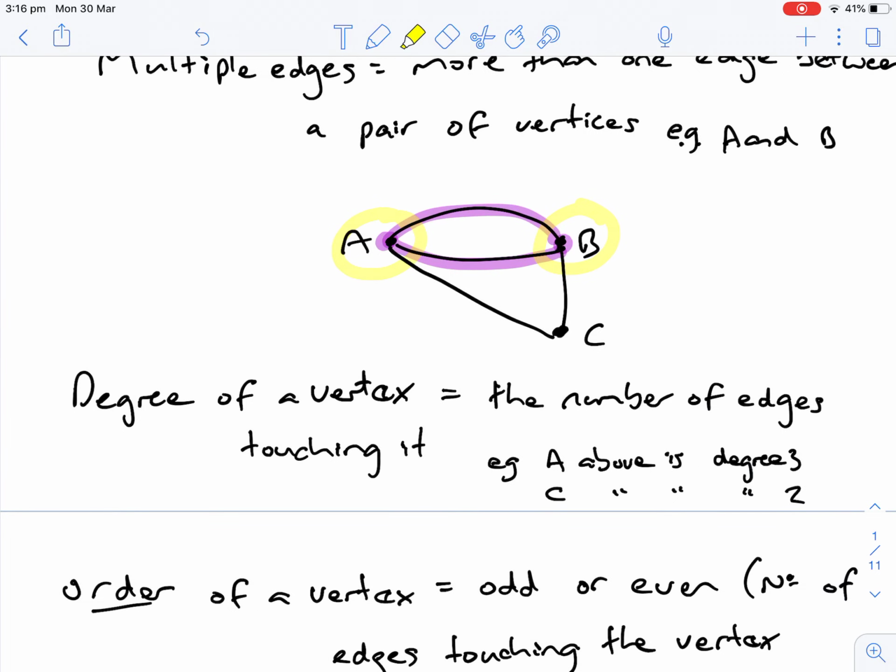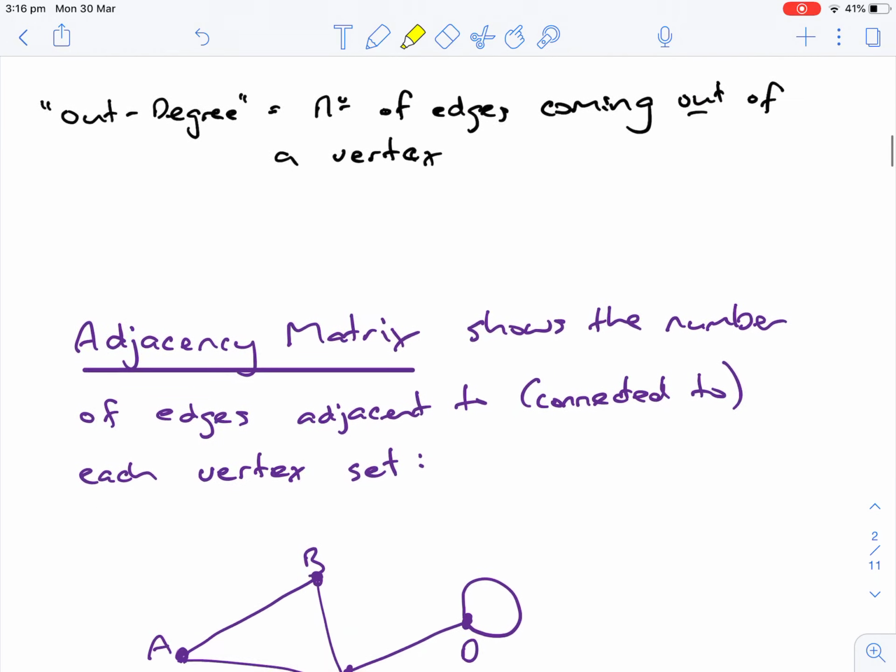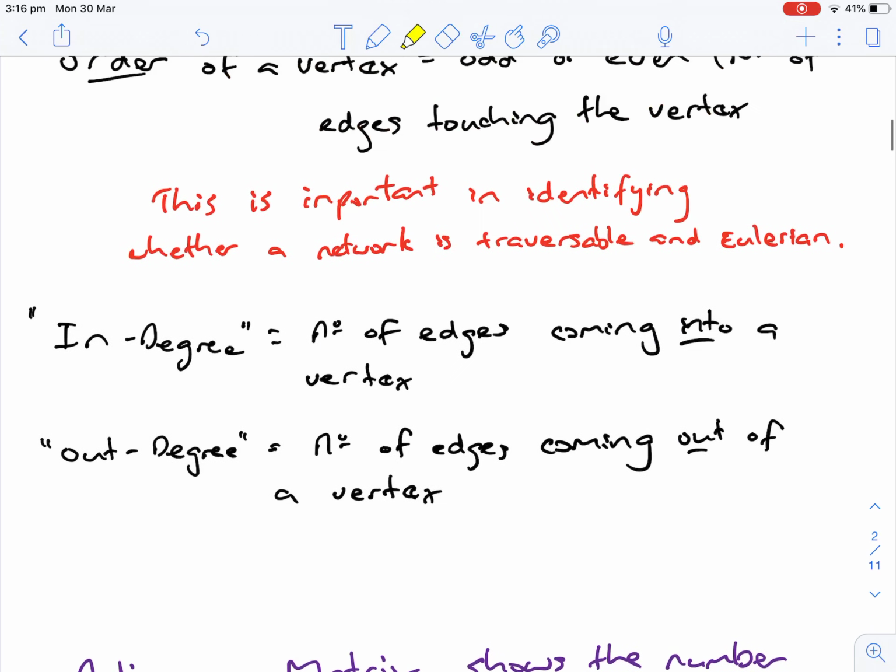Okay. And then we've got adjacency matrices. I might do that in a separate video.